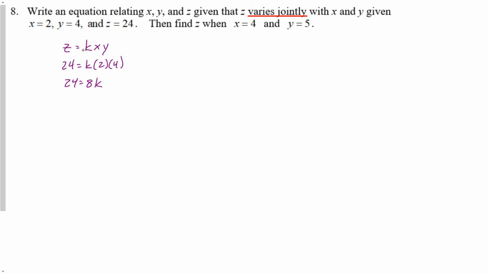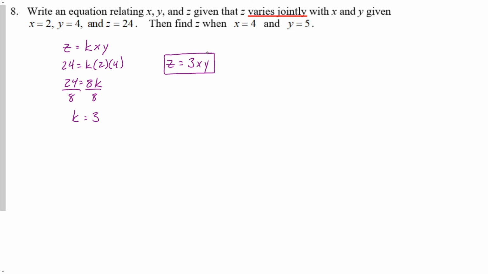This time we have to multiply to simplify the right-hand side. Then we can divide to solve for k and find that our constant of variation is 3. Again, after you have the constant of variation, you write the specific joint variation equation for this problem. So that would be z equals 3xy. There's your first task done.